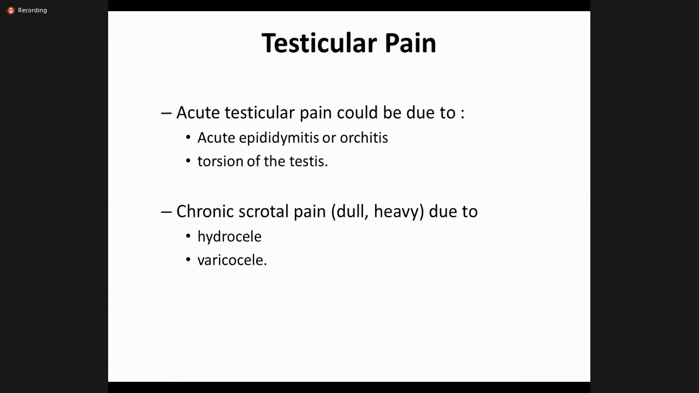Testicular pain. Acute testicular pain could be due to acute epididymo-orchitis or torsion of the testis. These are the two main conditions which cause acute testicular pain. Chronic scrotal pain, dull or heavy, is due to hydrocele or varicocele. These are the two conditions which cause chronic scrotal pain.